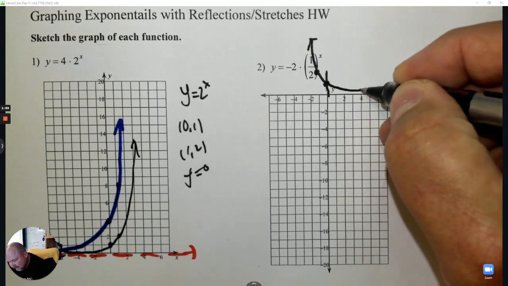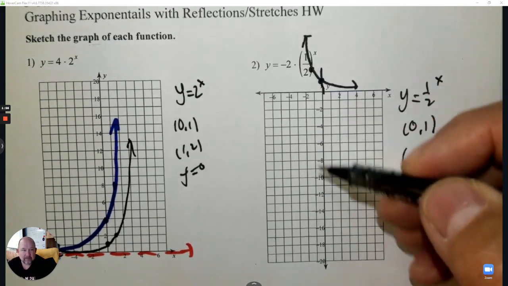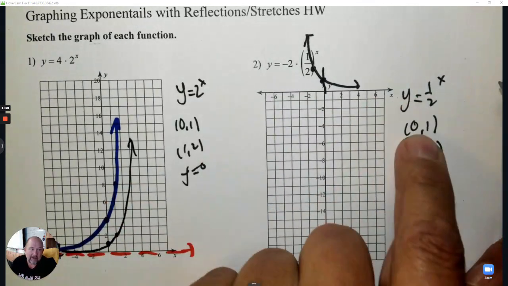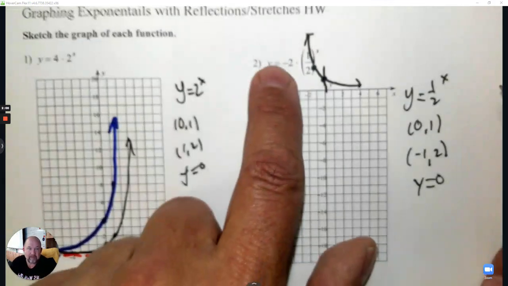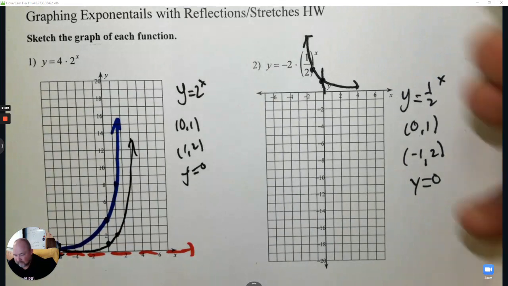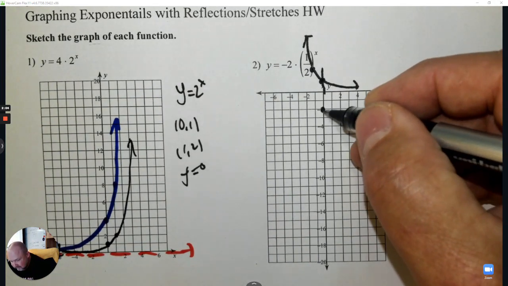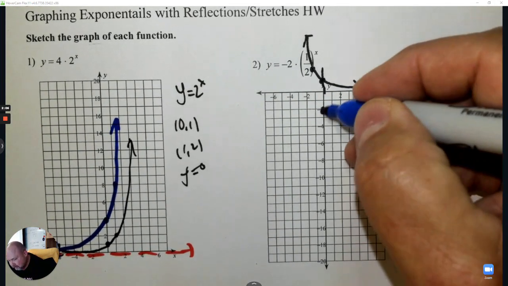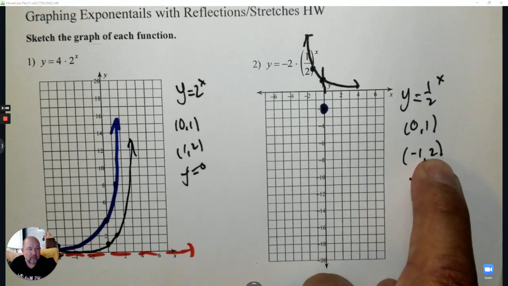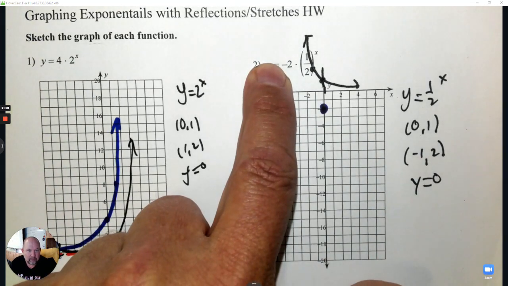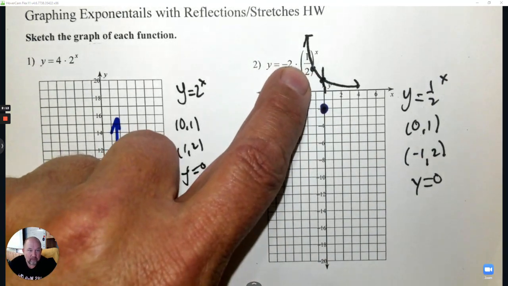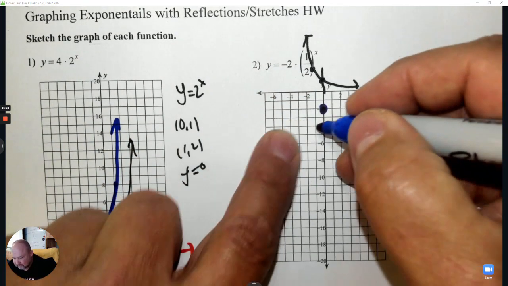Now the reason the graph looks like that is because this is going to be reflected. So just the y coordinates. So 1 times -2 is -2. So this is going to be -2. I'm going to do that in blue. And then 2 times -2 is -4. So this one is going to be at -4.